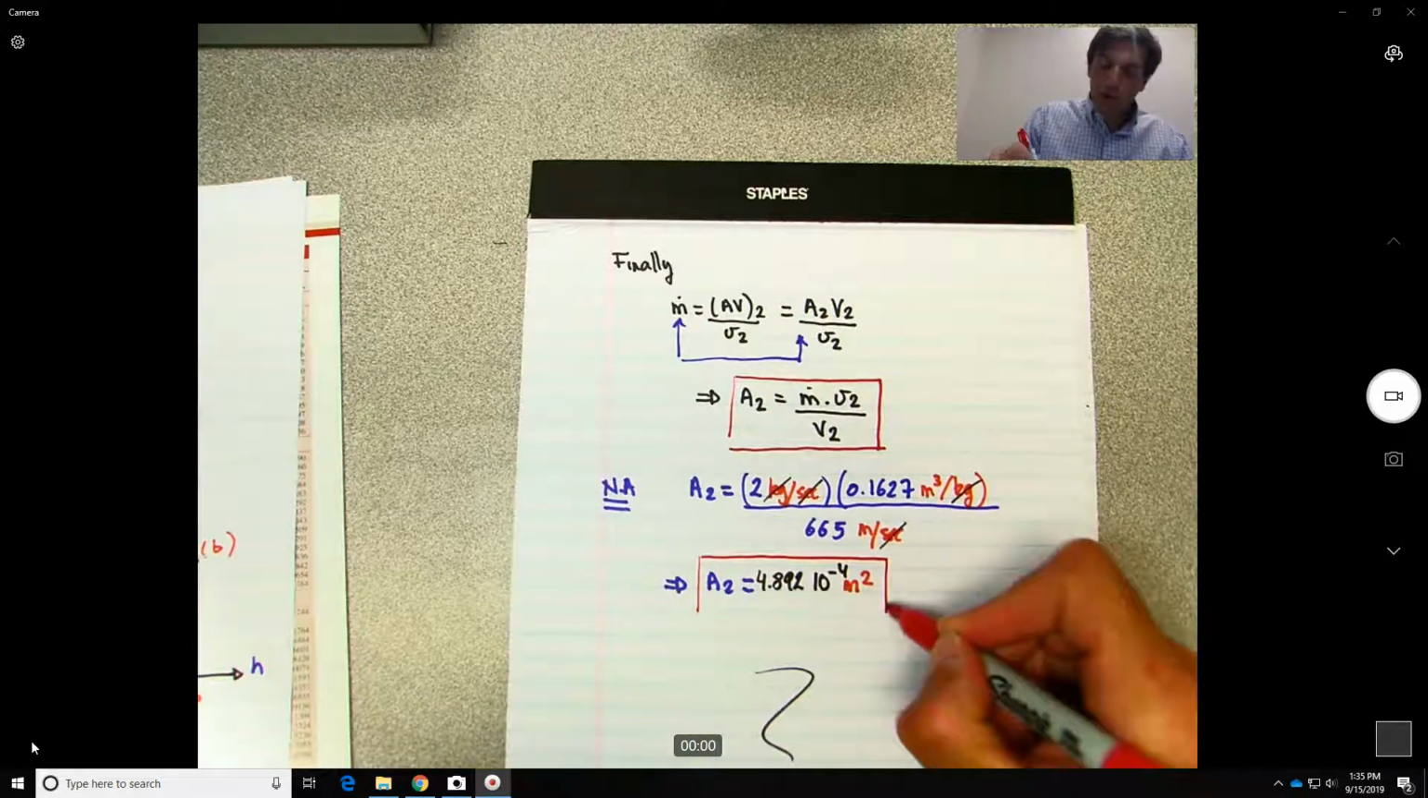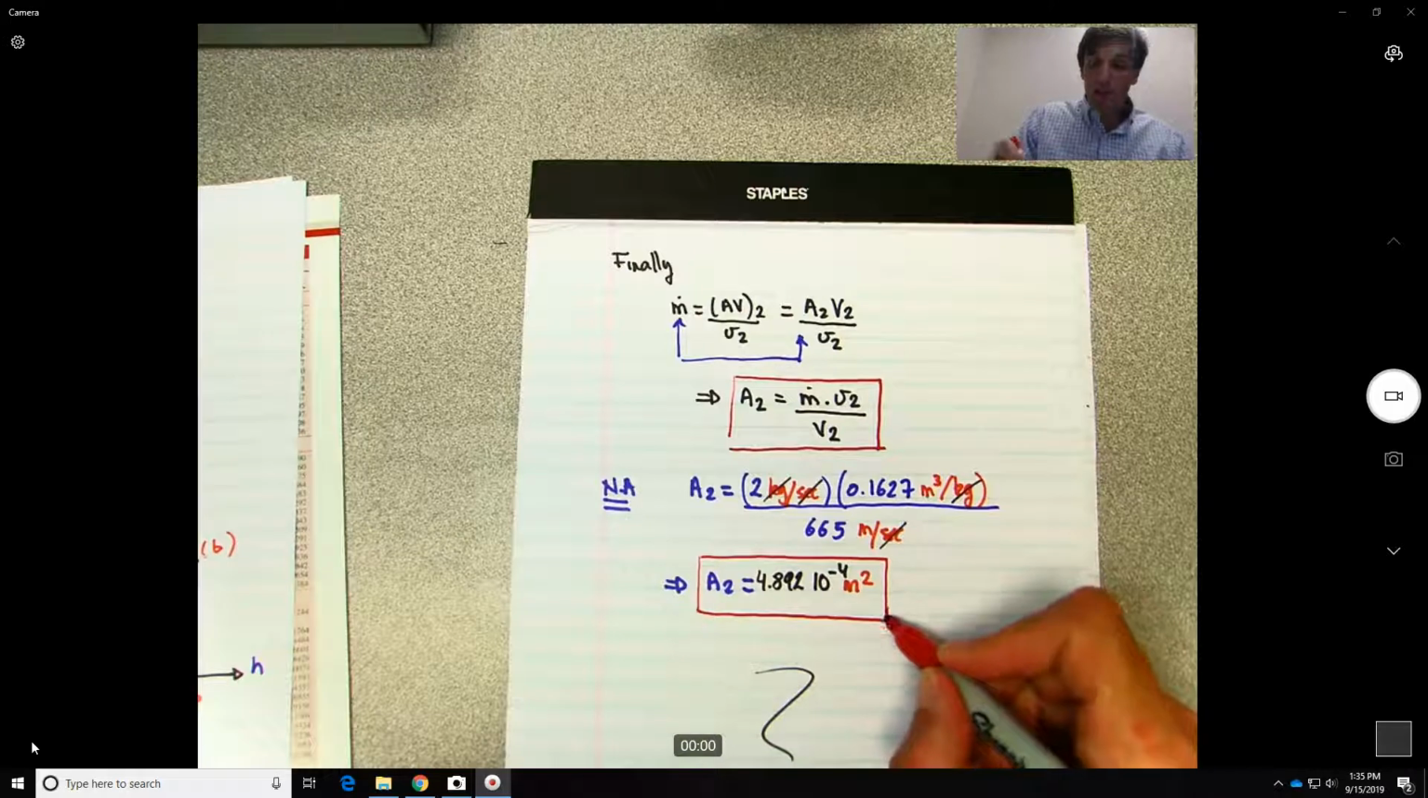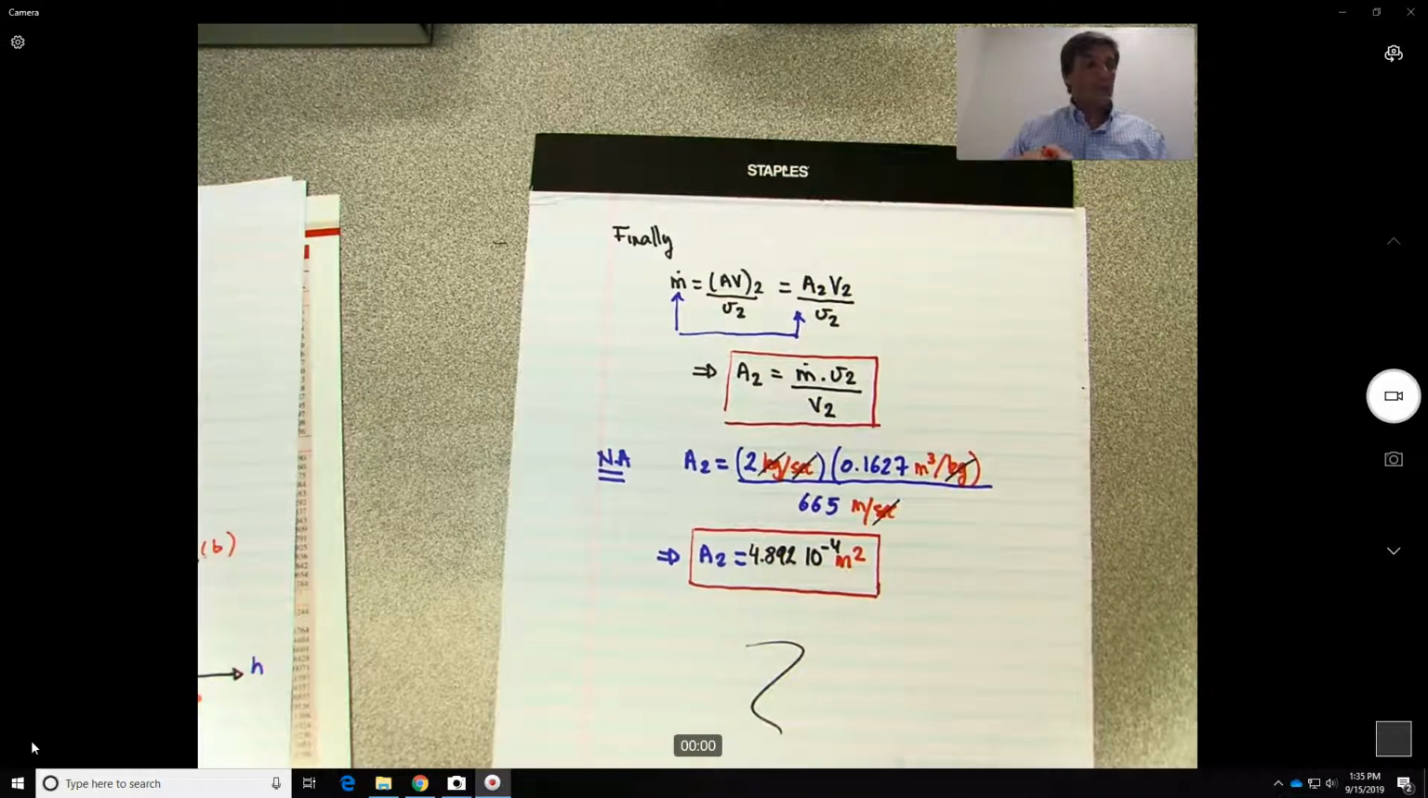Okay, so you see these problems, conceptually they're not that difficult, but sometimes you have a lot of algebra involved, which makes it easy to make some type of mistake along the way.